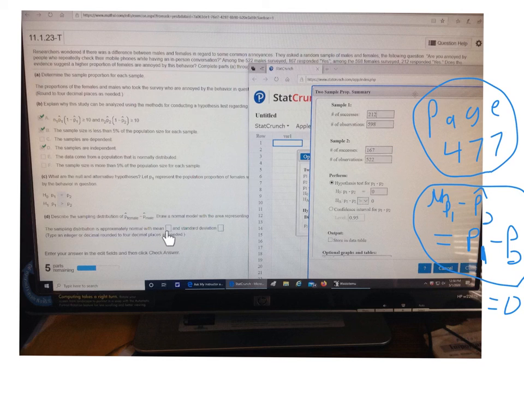Now the answer to this one is 0. It's always 0, but it'll give you those three other answers you were looking for.